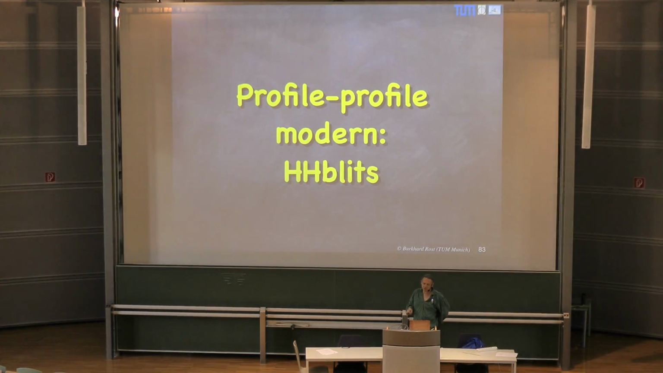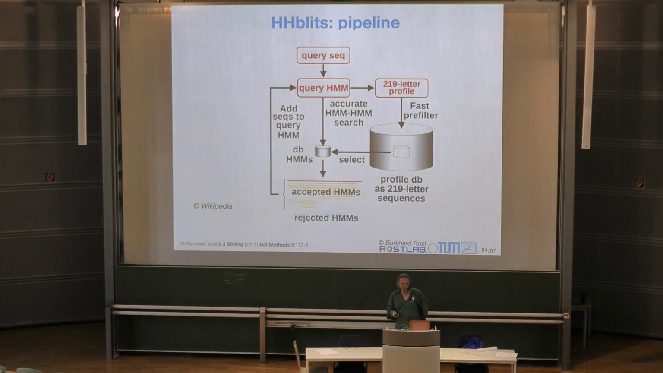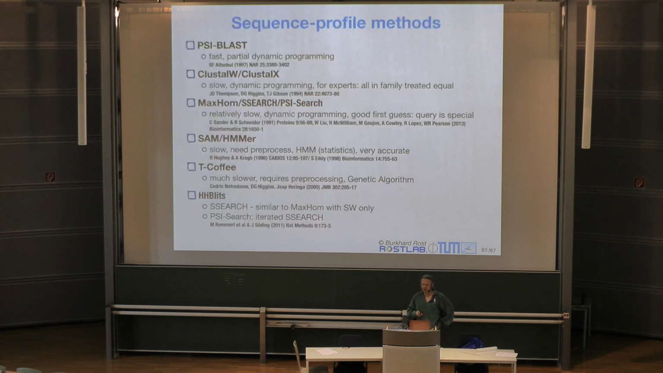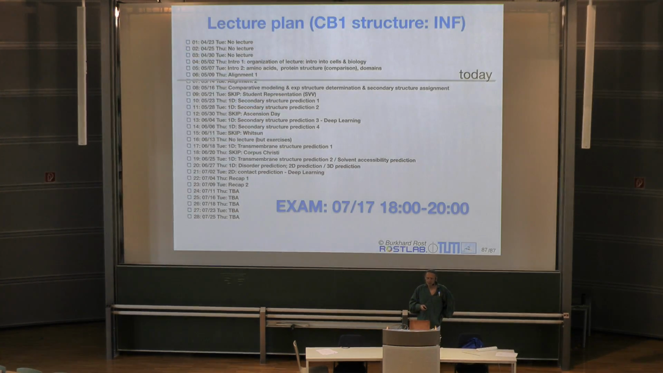Now, the most recent version of that, in fact, is a method called HHblits that also uses an alternative alphabet. So essentially it maps amino acid similarity or biophysical features into a new alphabet, and it uses that to be faster. I'm sorry for the rush through it. Yes? Thank you.